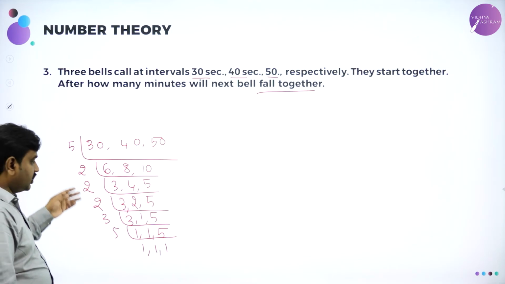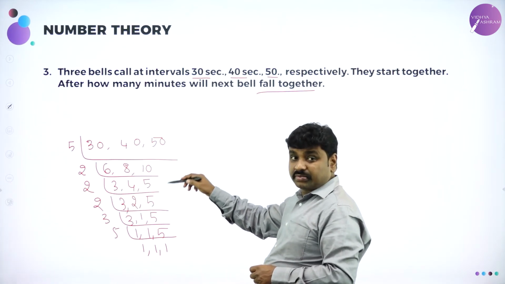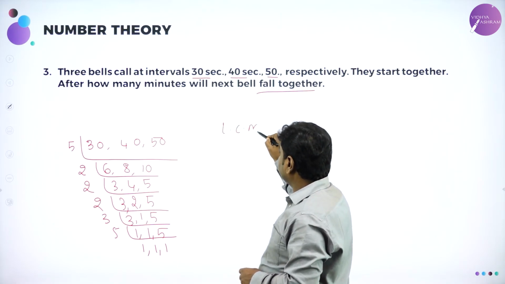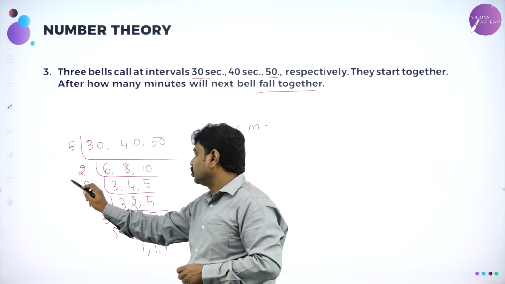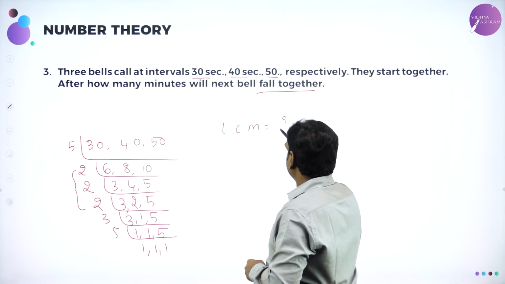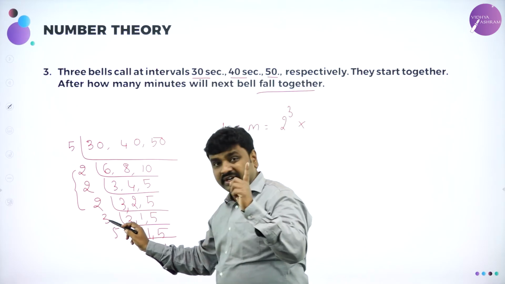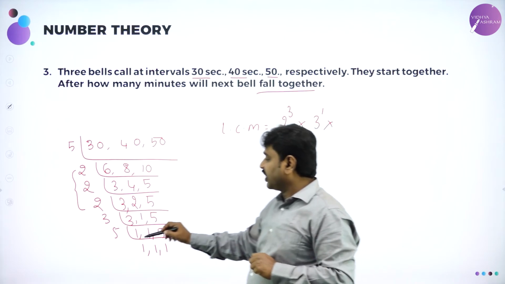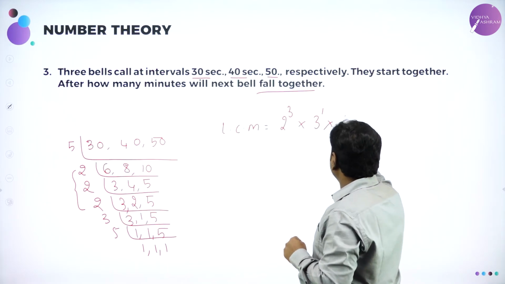So now I've done the division method, dividing all three numbers using prime factors. Now LCM is equal to, what are the factors we have? We have a small factor called 2. 2 occurs how many times? 1, 2, 3 times. So 2 power 3, into 3 occurs how many times? Only one time, 3 power 1, into another factor we have, 5. 5 occurs in the beginning and the end. 5 occurs 2 times, 5 square.